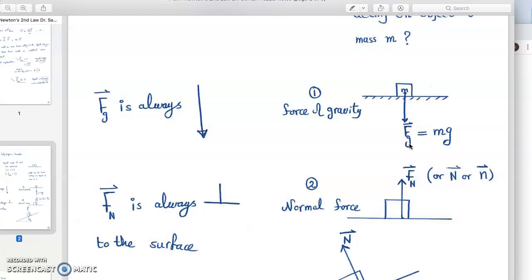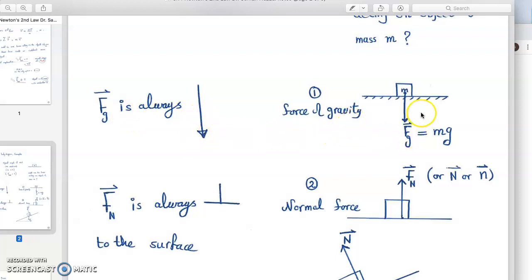Notation is important here because we have the vector sign, we have the subscript sign, and we have normal variables multiplied by each other. So I hope that you will take that notation seriously. Now, we mentioned that the force of gravity is always down. There is no exception at all to this rule or direction. F g is always down.